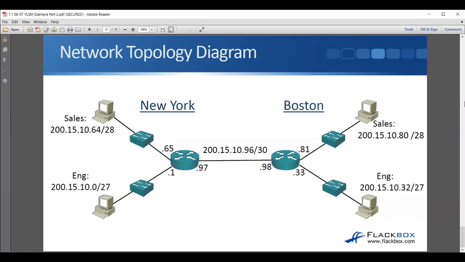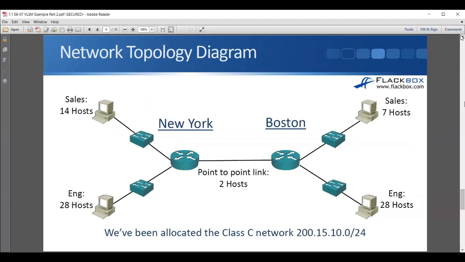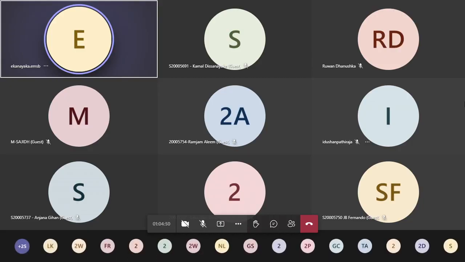That's how the varied, customized extended network prefixes have been utilized to fit the requirements of the network. If you look at the requirements, you can see the number of hosts they need is different in this network topology diagram. Okay. So that is one of the things I want to highlight.